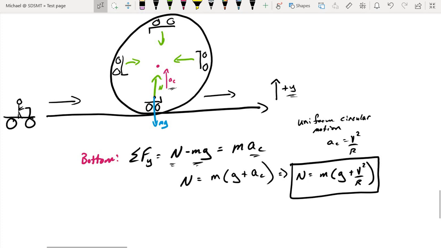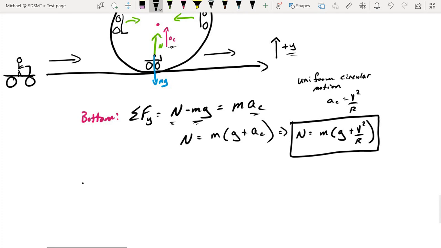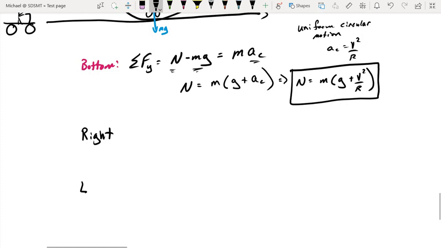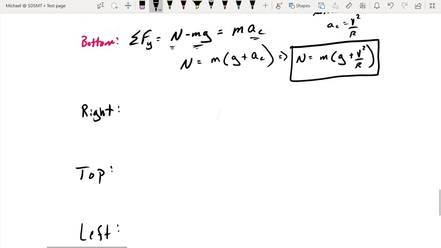because now we want to look at the other locations. We want to look at what's happening on the far right side of the track, what's happening at the very top of the track, and what's happening at the far left-hand side of the track.